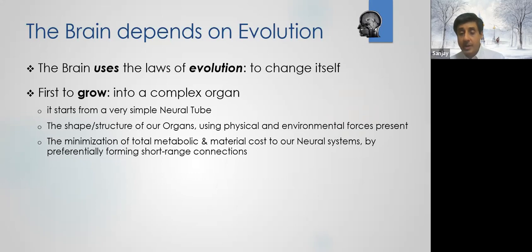So it tries to minimize that metabolic cost. And evolution does the same thing. And the brain learned this from evolution. In a sense, it's been encoded in our DNA. That's what's driving our brain to do this. But our brain follows that.